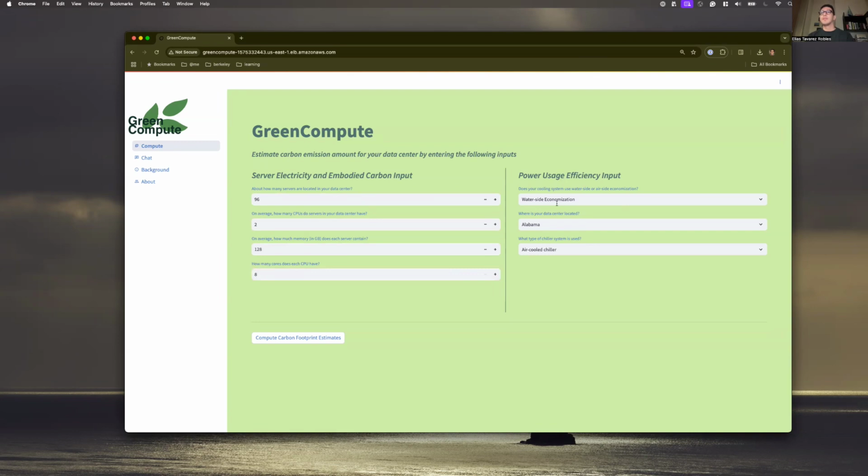On the right-hand side, we have a couple more inputs. So does our system use water side or air side economization? We can say water side. We can say that our data center is located in Texas, since that's where I am. And we can say that the type of chiller system is air-cooled chiller.